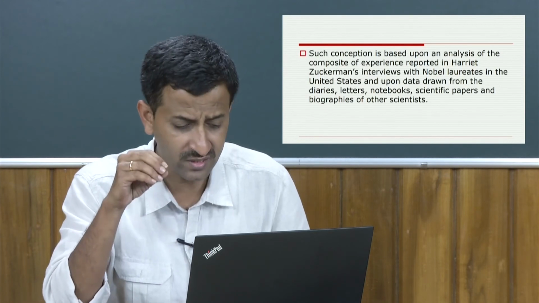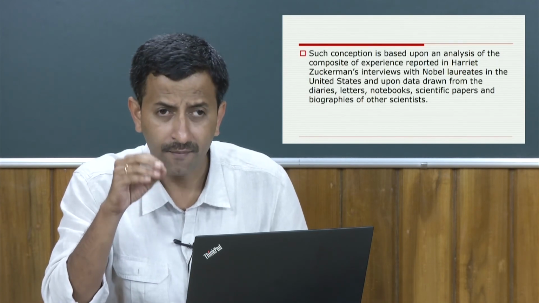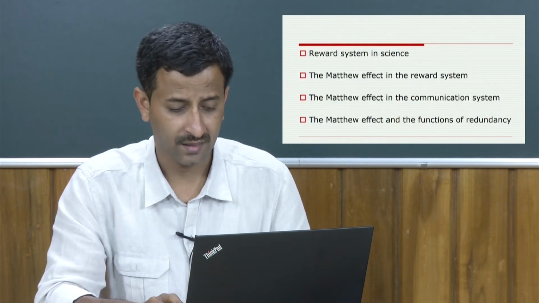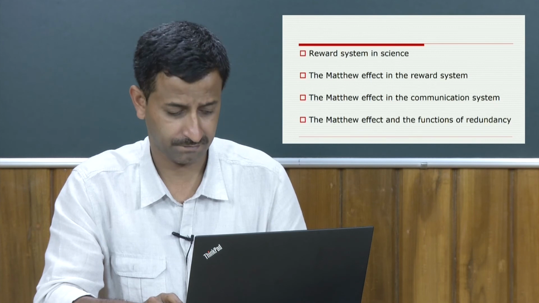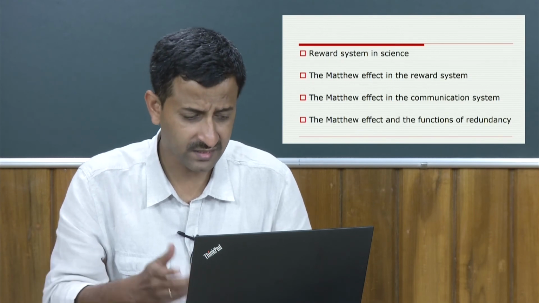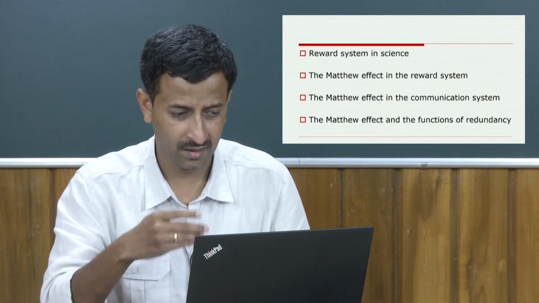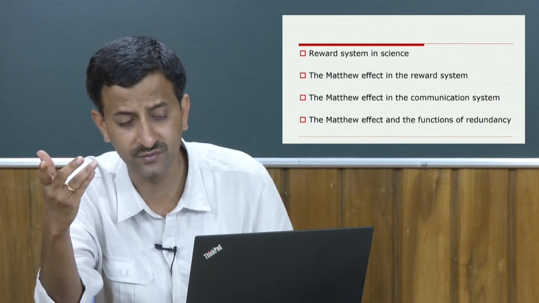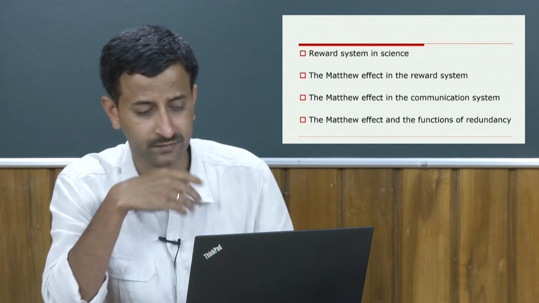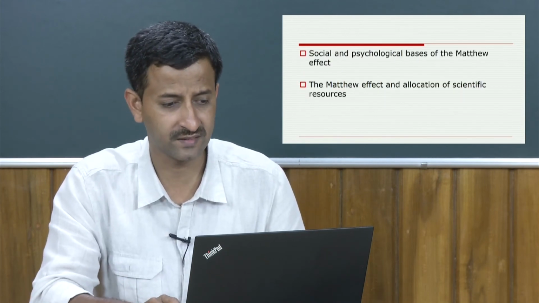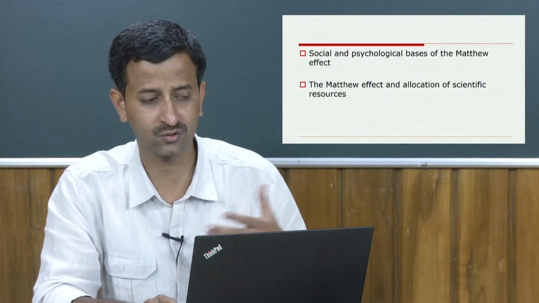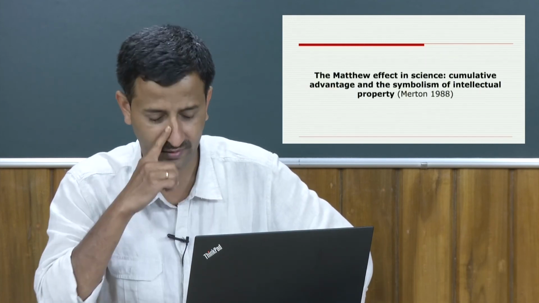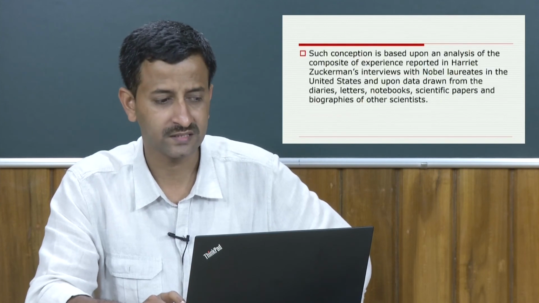In this sense, we will come to the Matthew effect of the reward system. We are discussing the reward system in science itself now, and then the Matthew effect in the reward system, the Matthew effect in the communication system, the Matthew effect in the functions of redundancy, and the social and psychological basis of the Matthew effect and allocation of scientific resources.